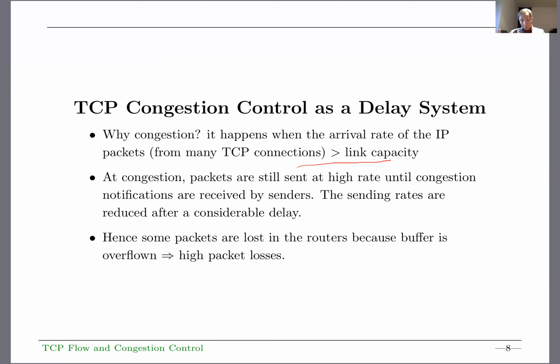So I'll keep on sending my packets until I see the RTO is exceeded without receiving an acknowledgement. In that case, I know something is wrong, then I'll adjust the sending rate. And that adjustment can take a certain delay time, okay? So packets are lost in the router because the buffer overflows, and they continue losing packets until the sender slows down the sending rate.